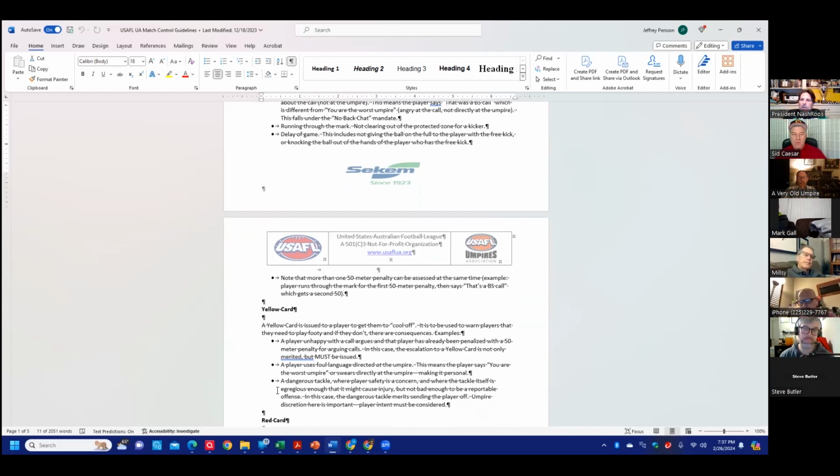And this example actually was from one of my games at Nationals last year. I called a player for running through the mark. It happened to have been a women's game. I was right in front of the man who was dead to us, Brian Barish, who was doing commentary, and he told me later he made a comment about this particular play. And this is exactly what happened.